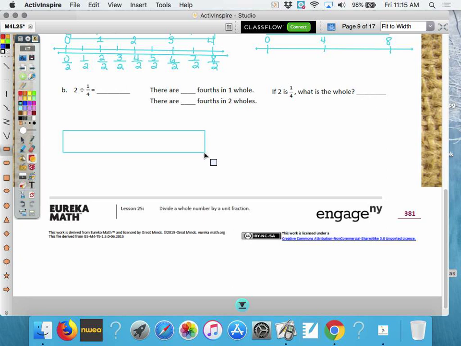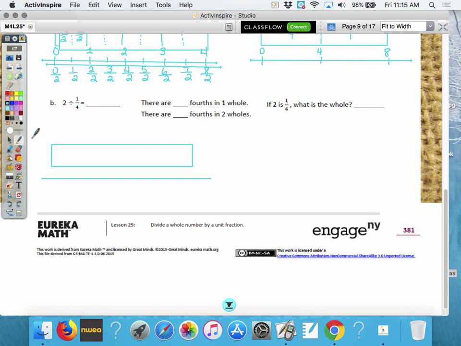Pretty long number line. Pretty long tape diagram. Okay, so now what's my whole? 2. Well, my total. I don't want to say whole, but my total. Okay? And so I need 2 equal parts here. 1, 2. Now, Chloe said what's my denominator? 4. I'm going to show it like that, 4ths. And I'm just going to label one whole with 4ths.